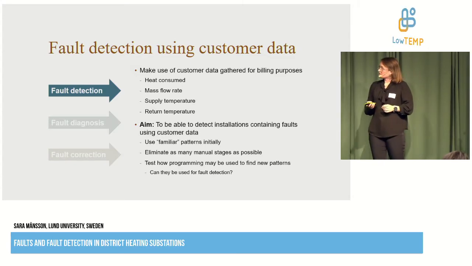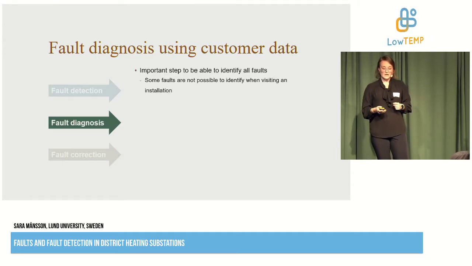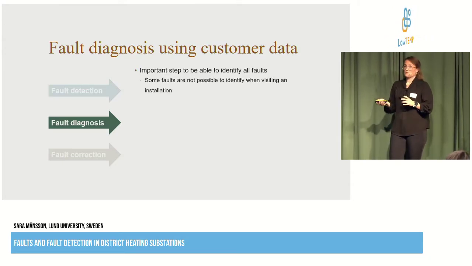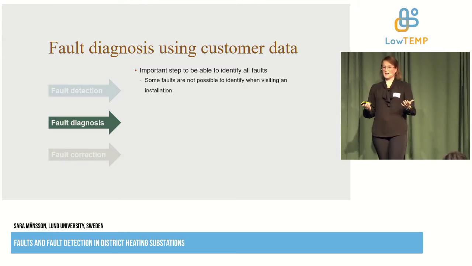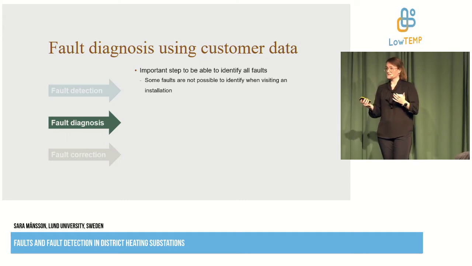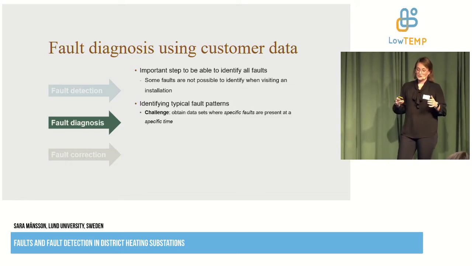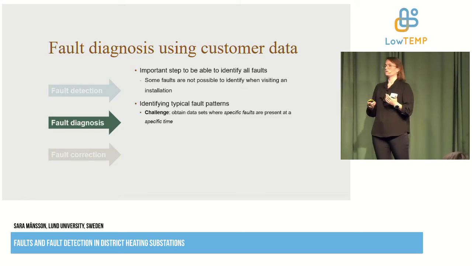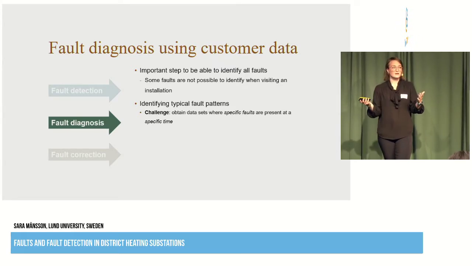If we continue to fault diagnosis, which we also have been working a bit with and will continue working with, we think that this is a very important step to be able to identify all of the faults in the district heating systems. As I mentioned before, some of the faults might not be possible to see when just visiting the customer installations, for example, the ones in the internal heating systems. We also need to identify some sort of typical fault patterns to be able to see what faults are there, if we want to use the data, that is.